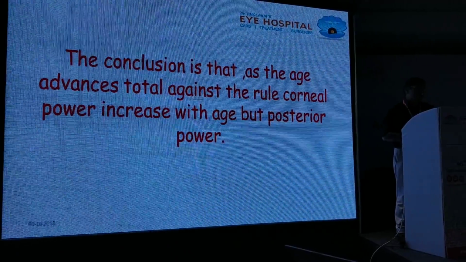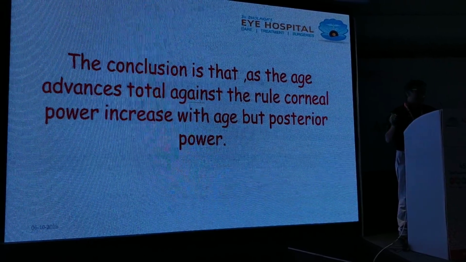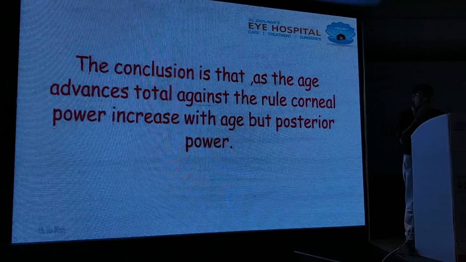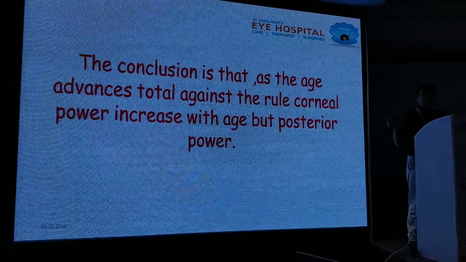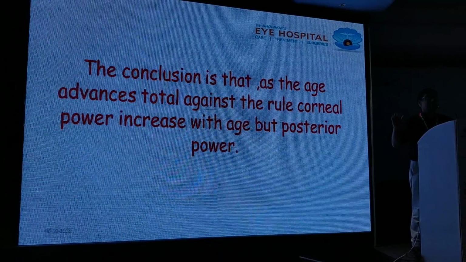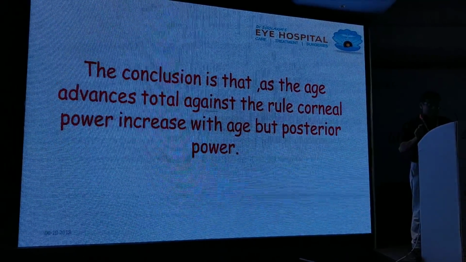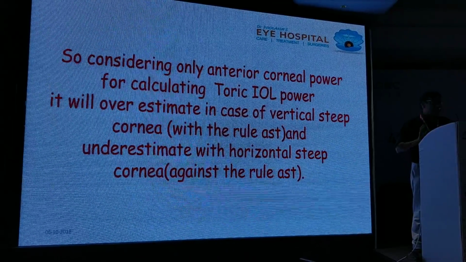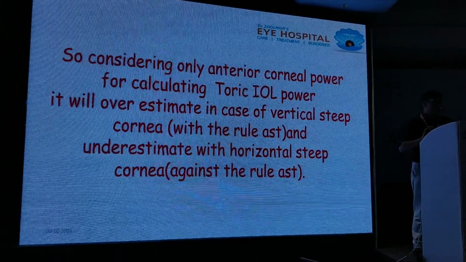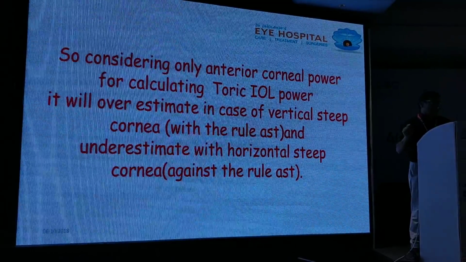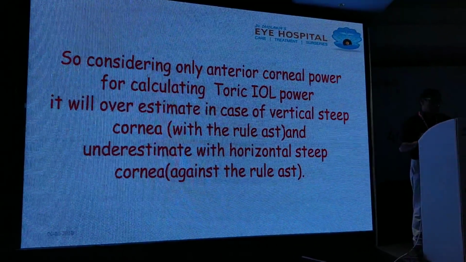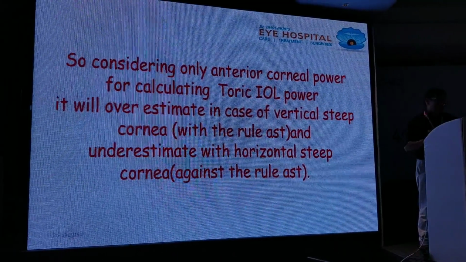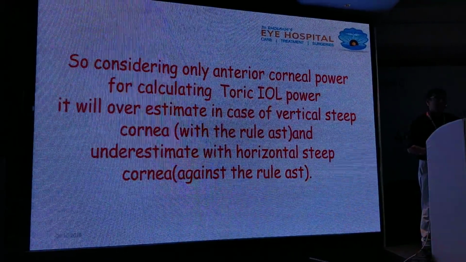So the conclusion is that as age advances, the total against-the-rule corneal power increases with age, but not the posterior power. Only the anterior increases, not the posterior power. So considering only anterior corneal power for calculating toric IOL power, it will overestimate in the case of a vertically steep cornea, that means with-the-rule astigmatism, and underestimate with a horizontally steep cornea, that means against-the-rule astigmatism.